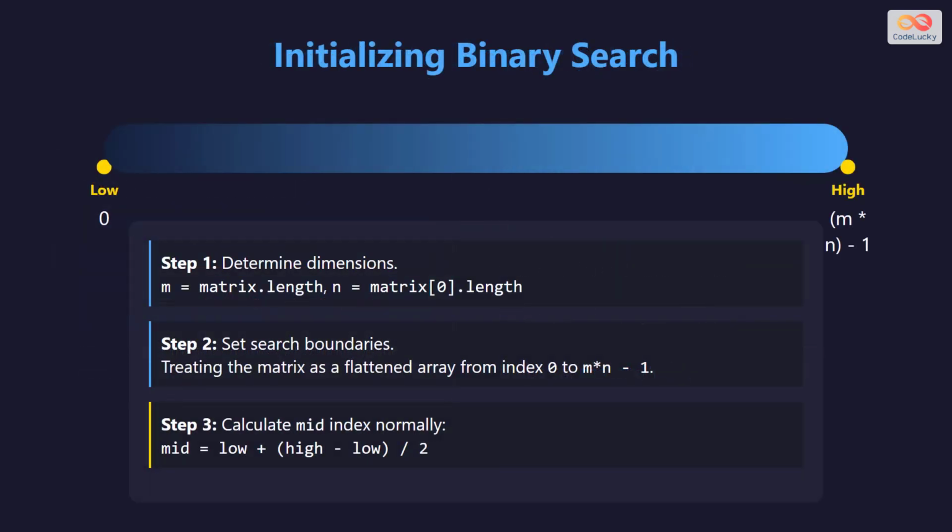Now let's set up our binary search. We initialize our low pointer to 0 and our high pointer to the total number of elements minus 1. We will then calculate the middle index just like in a standard binary search implementation.